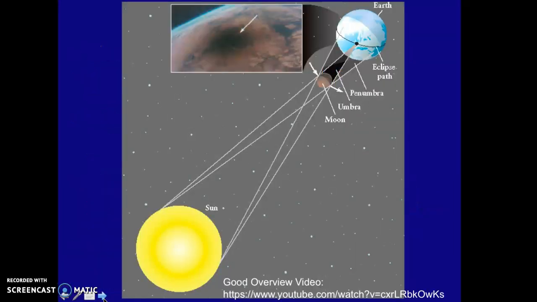So here's a total solar eclipse. So the moon is between the Earth and the sun. So the moon's shadow is cast on the Earth. And if you look at the image in the upper part of the slide, that's an image from the International Space Station showing the shadow of the moon during a solar eclipse on Earth. I think that's pretty cool. There's a video down there if you would like to watch.